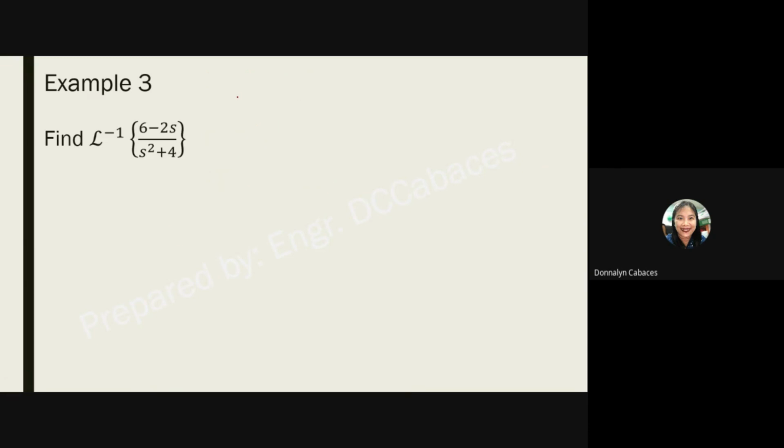So this is problem 4 already. Problem number 4. Find the inverse of 6 minus 2s over s squared plus 4. So with this, we are also to apply the linearity property even if we have the inverse Laplace transform.